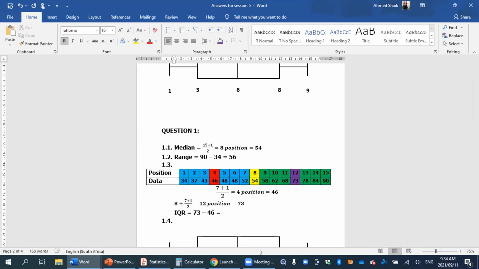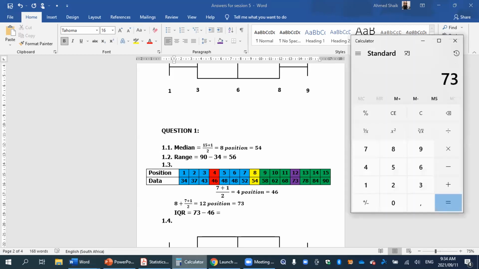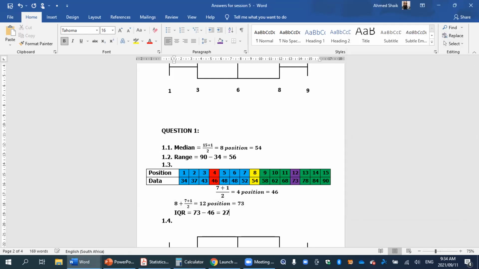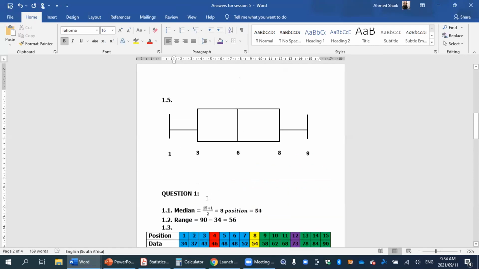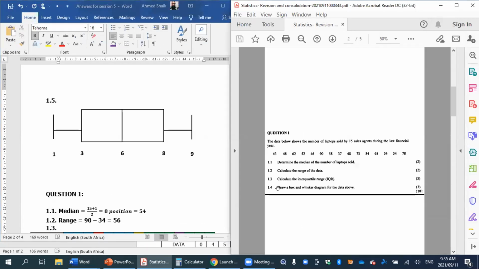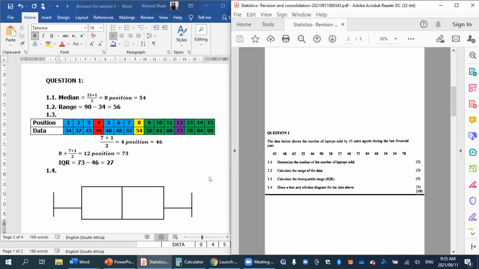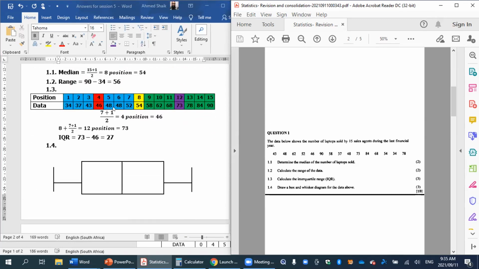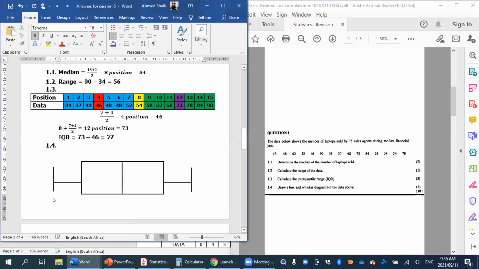So if I have to calculate my IQR, or my interquartile range, it's going to be 73 minus 46. And let's calculate that. 73 minus 46 equals 27. Therefore, my interquartile range for this given data set is equal to 27. 1.4 says to draw a box and whisker diagram of the above data. Okay, we have all the information that we require to sketch our box and whisker diagram.